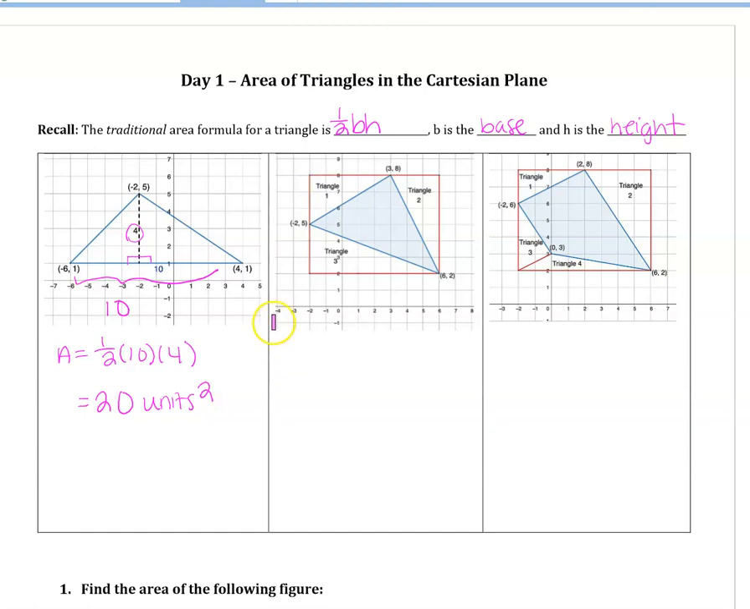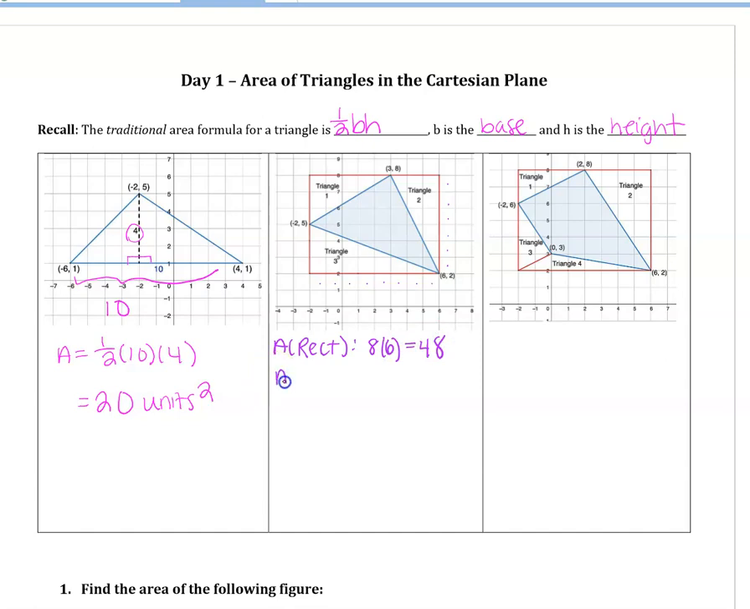I'm going to label my work. What I like to do is label everything I'm finding the area of. So area of the rectangle. So this is 1, 2, 3, 4, 5, 6, 7, 8 boxes times 1, 2, 3, 4, 5, 6 boxes. 8 times 6 is 48. So 48 is the area of the rectangle.